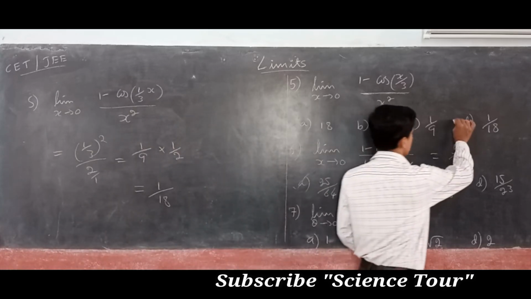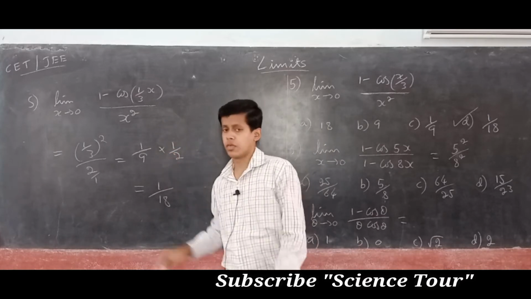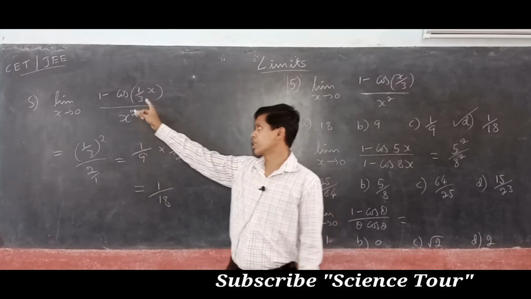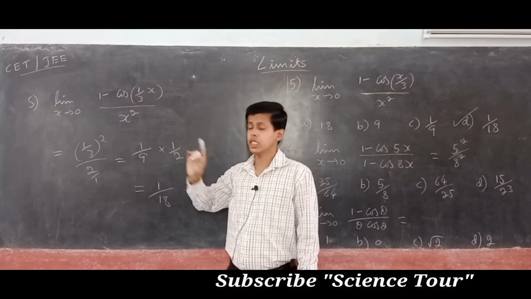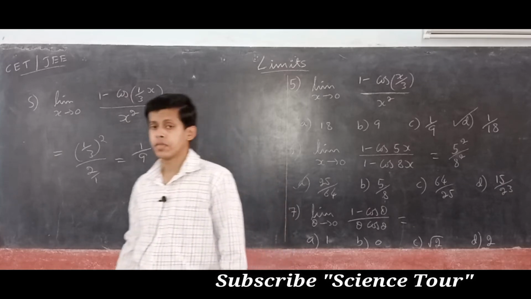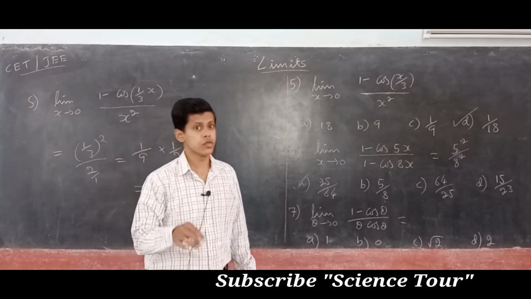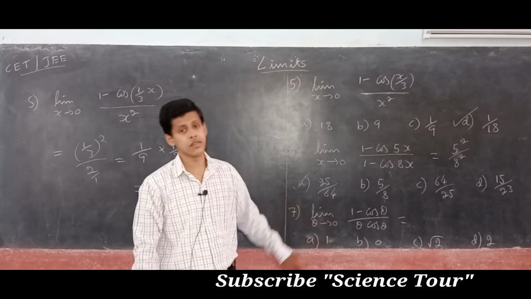And where do you see that? Option D. Well, I hope you understood. This is also a formula. So what is the formula? If you have 1 minus cos px by x square, the answer is p square by 2. Okay. So only if you have x square in the denominator. Otherwise you have to use a different formula, and which formula you have to use in that situation we'll come to know by seventh problem.